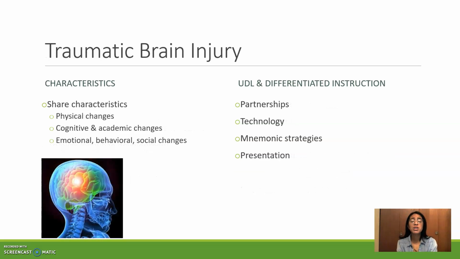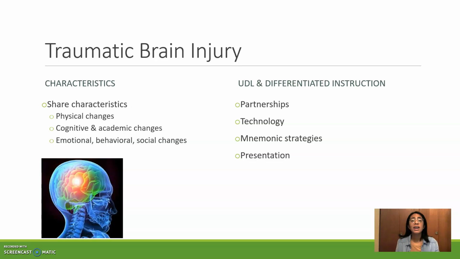Then we have traumatic brain injury, students who share characteristics with communication disorders and emotional behavior disorders, and they have physical changes that occur to them, which is weakness, tiredness, lack of coordination, and there's also cognitive and academic changes, and emotional, behavioral, and social changes. And this is all affected by the age of when the injury has occurred.